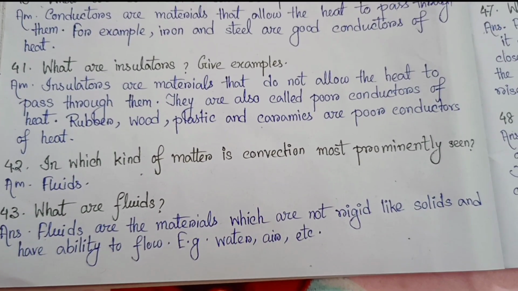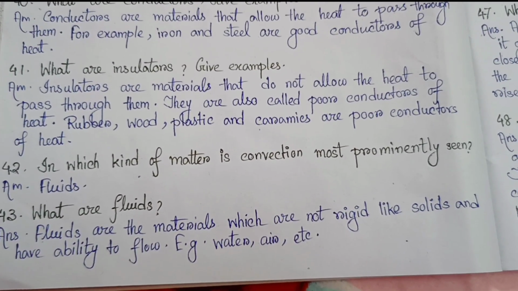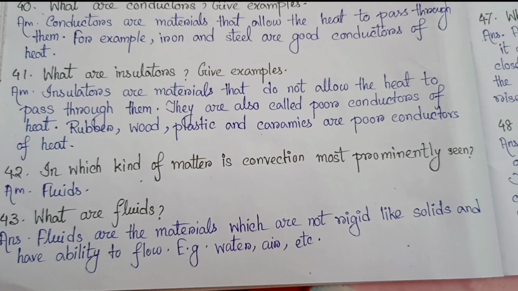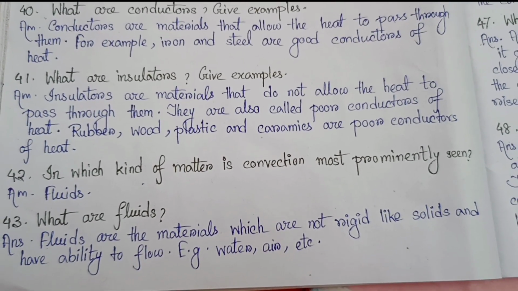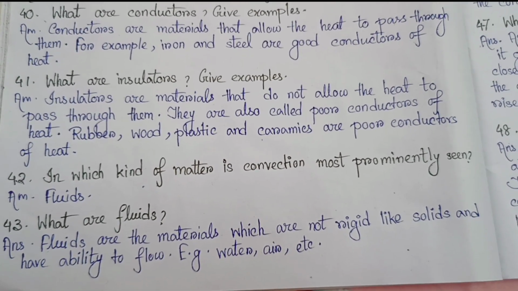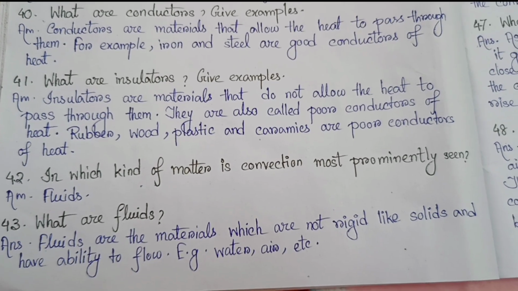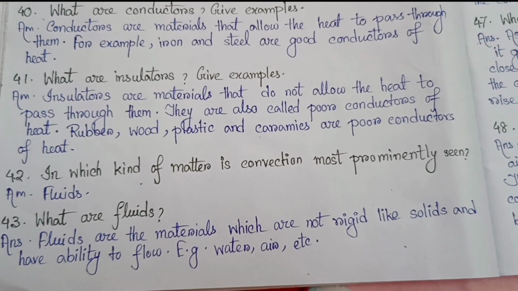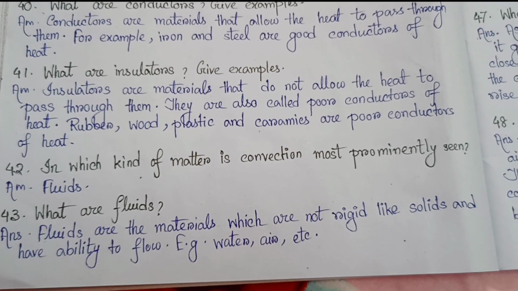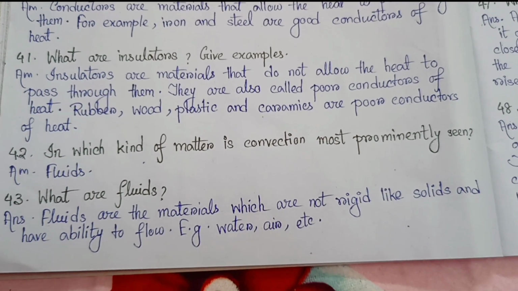41. What are insulators? Give examples. Insulators are materials that do not allow heat to pass through them. They are also called poor conductors of heat. Rubber, wood, plastic, and ceramics are poor conductors of heat.